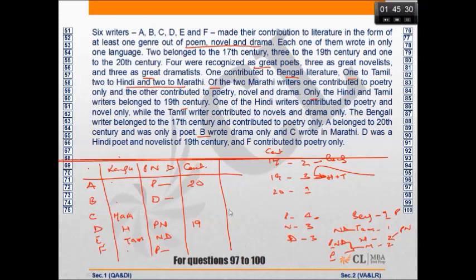The Tamil person is 19th century, so they should be 19th century. For 20th century Marathi, there are 2 people. So we have taken care of 1 Hindi, 1 Tamil. But there was one Marathi who's only a poet, so it could be either A or F.